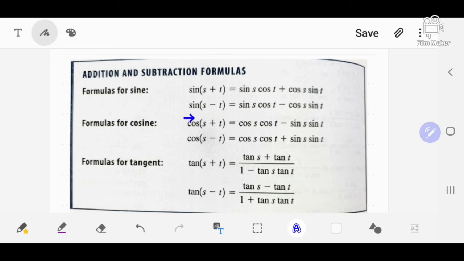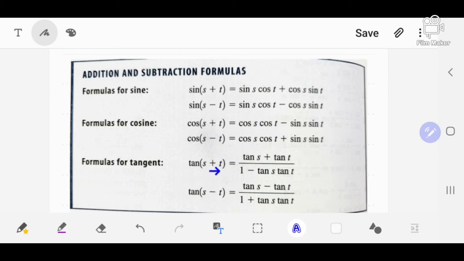For cosine, how would I remember that? Cosine will always be cosine, cosine, sine, sine. And the sign in the middle will be the opposite. So for the cosine, it will be the opposite. So if I have cosine of s plus t, it will be cosine s cosine t minus sine s sine t.